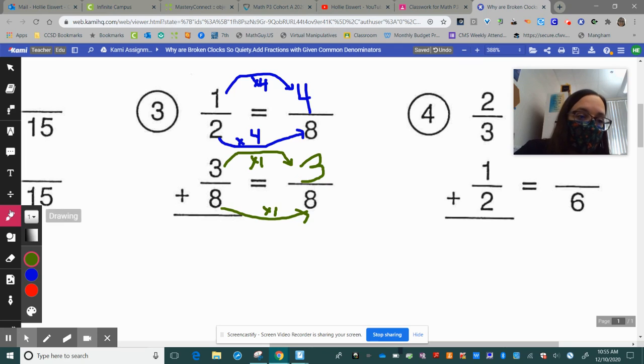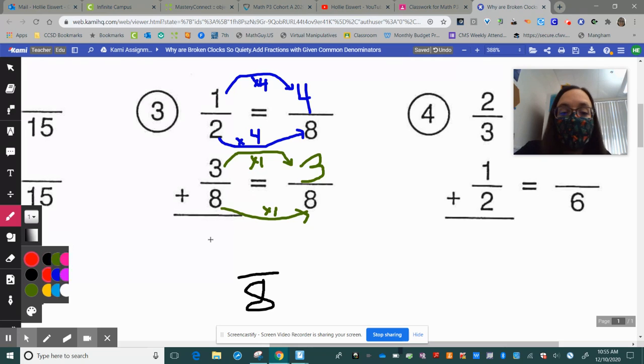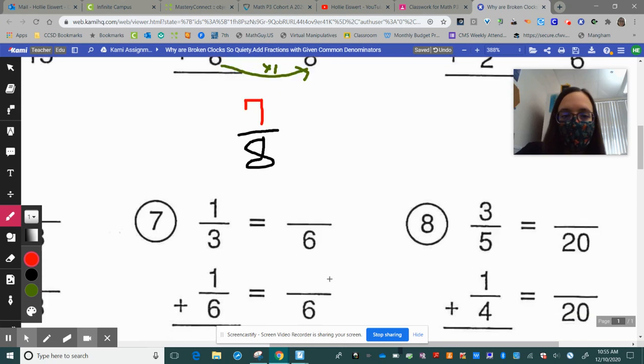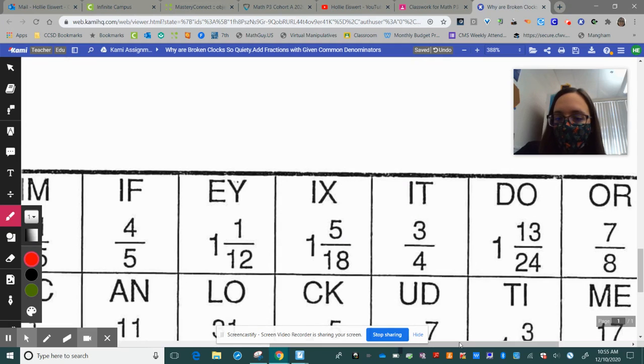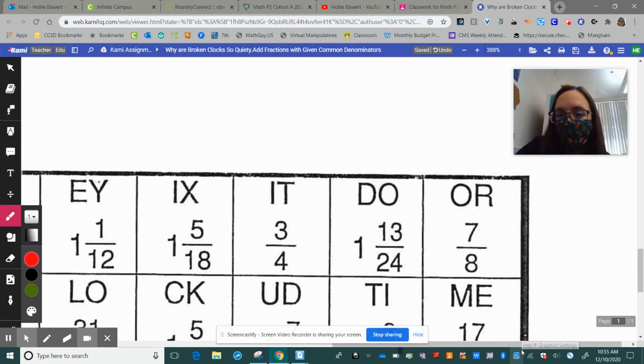From here, when we add them together, our denominator of 8 stays an 8. We worked so hard to get it the same, so keep it the same. And then we add our numerators. 4 plus 3 gives us 7. So we will end up with 7/8. So if we scroll down, we can find 7/8 somewhere in here. Oh, there we go. It's over there. And we can scribble it out.